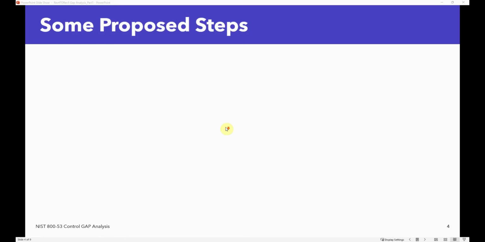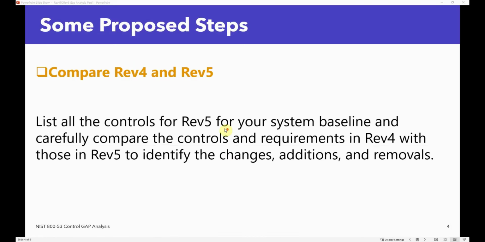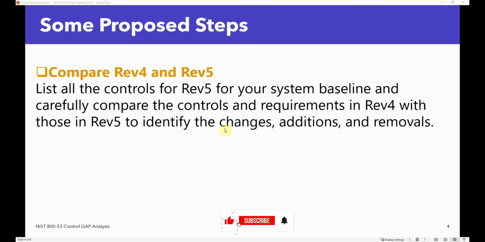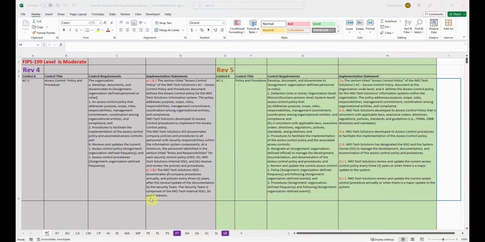Once you do that, the next step here will be to compare the Rev4 and the Rev5. And how do we do that? We list all the controls for Rev5 for your system baseline and carefully compare the controls and the requirements in Rev4 with those in Rev5 to identify changes, additions, and removals. So to do that, I came up with this spreadsheet that's going to help you organize your work. And a lot of times this might be assigned to more than one person. Could be 2 or 3, depending on how many members you have in your team.